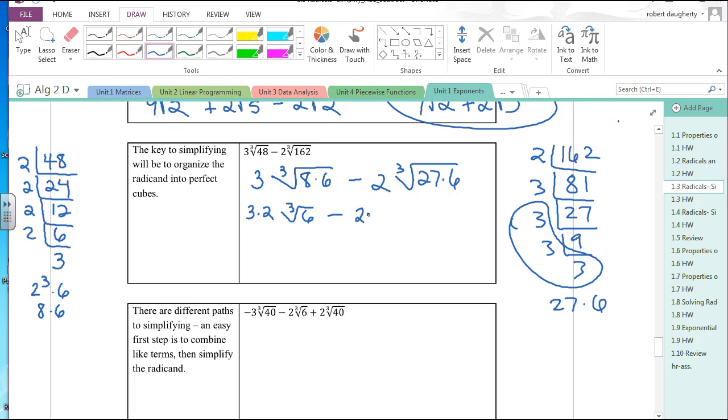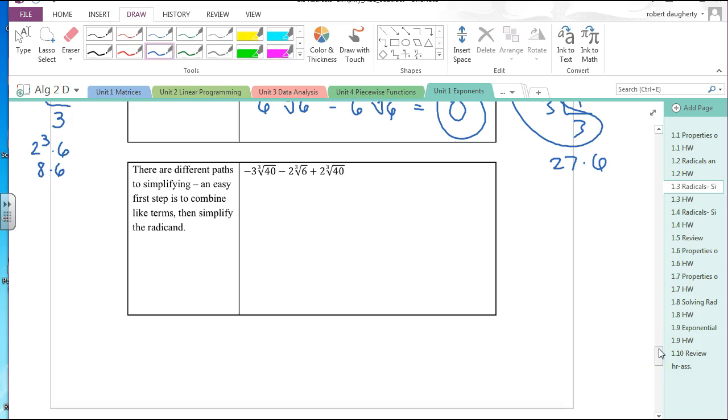What can be simplified here? What's the cube root of 27? 3. And I'm left with the cube root of 6. So this is what? 6 times the cube root of 6 minus 6 times the cube root of 6, which is 0. Wasn't that a beautiful problem? You know? A lot of work to get a very simple answer, right? But the skill here is whatever root you have, you've got to be very skilled at organizing what's under the radical in those terms. This one happened to be cubes.